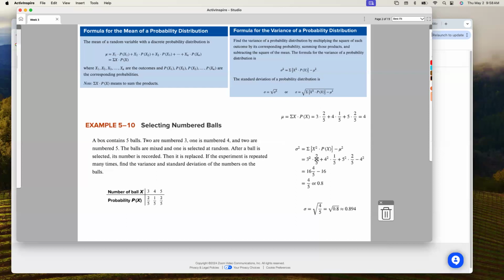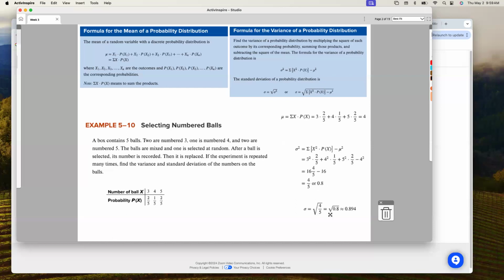But as far as the formula, again, we take the value of the random variable and we square it and multiply it by its associated probability. So I'm going to take 3 squared multiplied by 2/5 plus 4 squared times the probability of 1/5 plus 5 squared times the probability 2/5. And then once we do that, we subtract the mean squared. So we have to calculate that first. And therefore, this gives us the variance, which would be about 0.8.